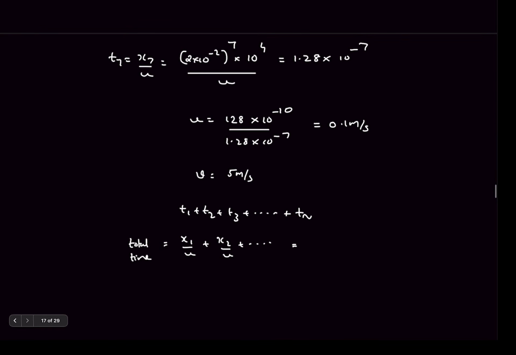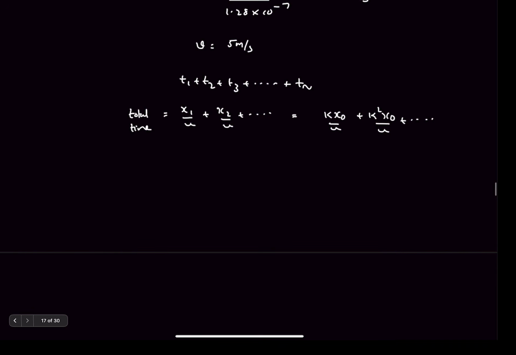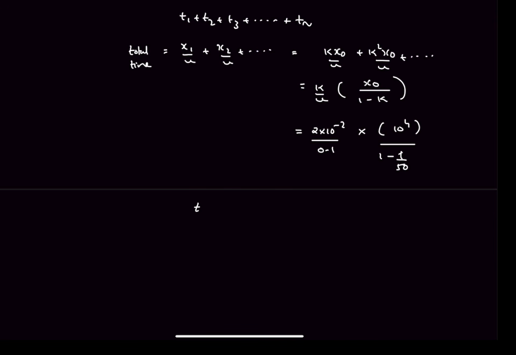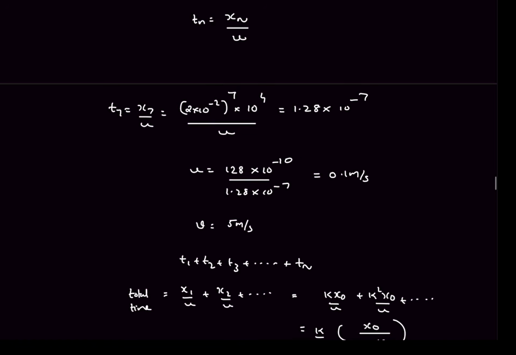So we can say x1 we can write it as kx naught divided by u, and x2 I can say it is k square x naught by u. So now we have to find the sum of infinite GP. So we can take k by u common, and this is going to be the first term x naught divided by 1 minus the common ratio, which is k. And once you solve it, the total time t turns out to be 2040.816 seconds. So this would be the solution to question 2.